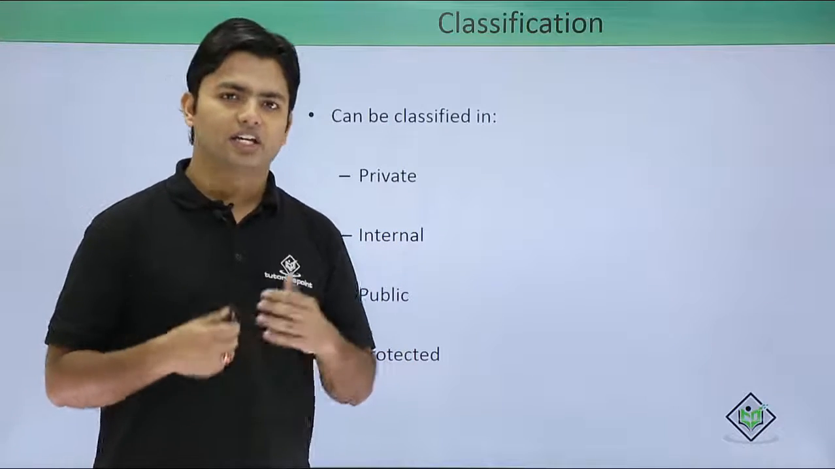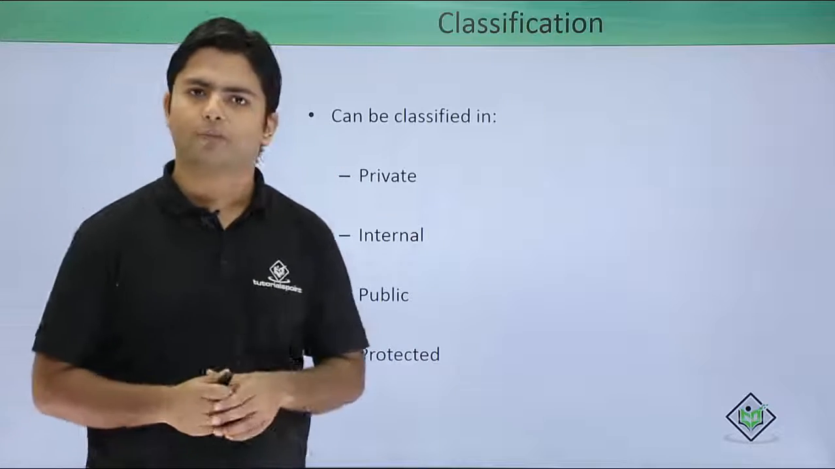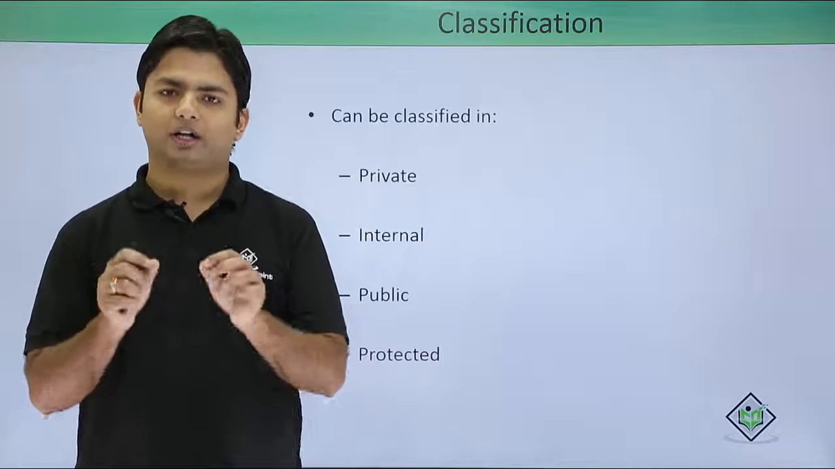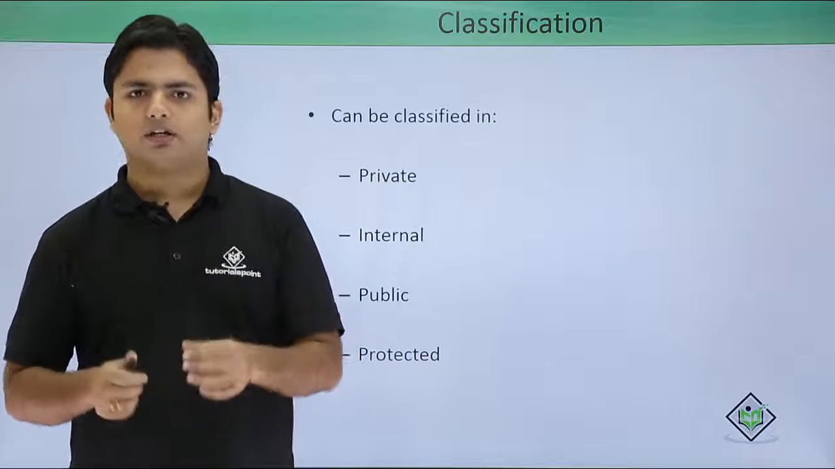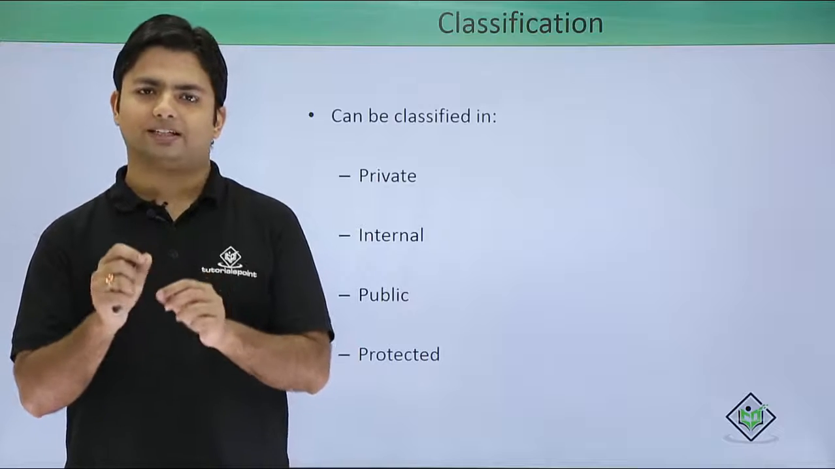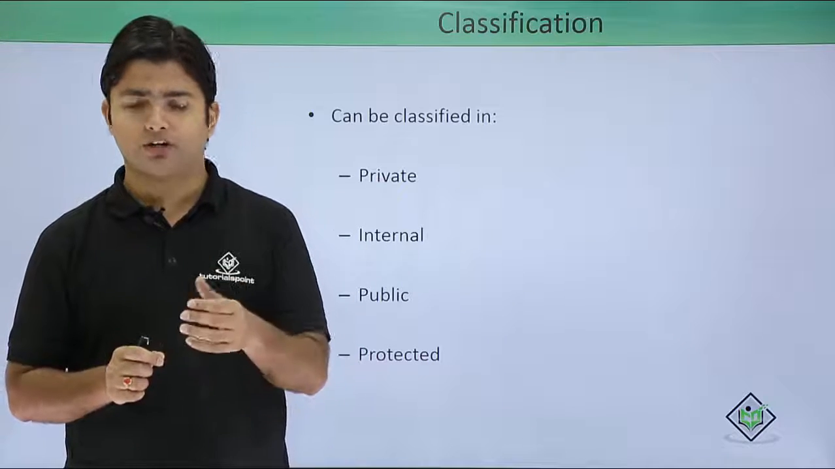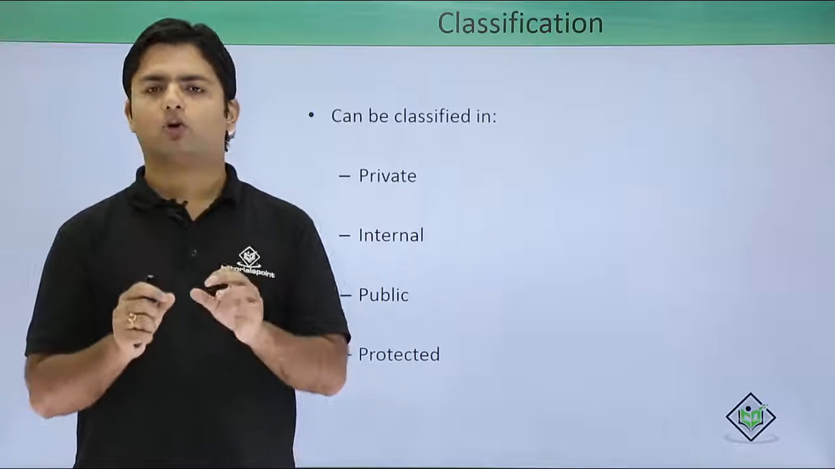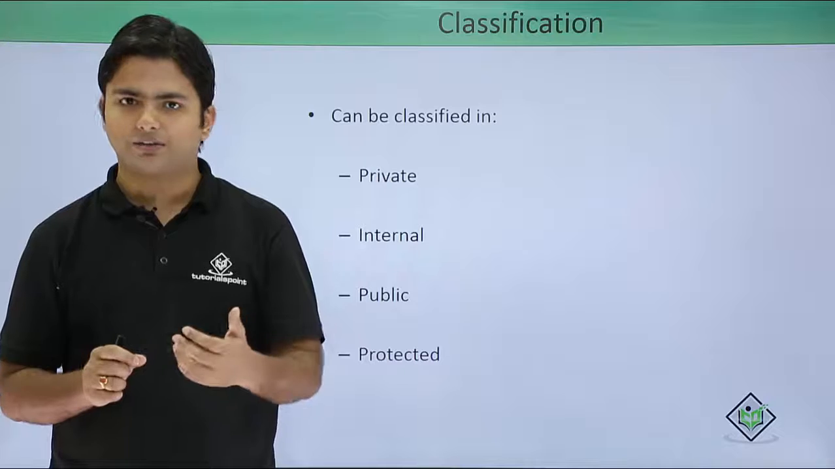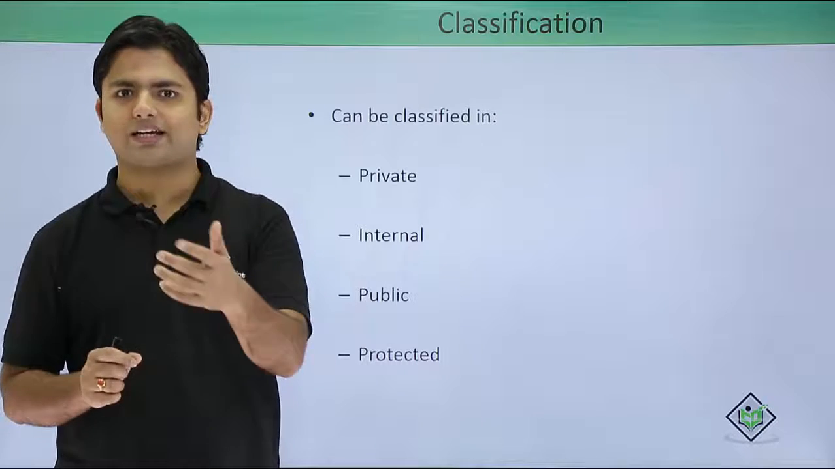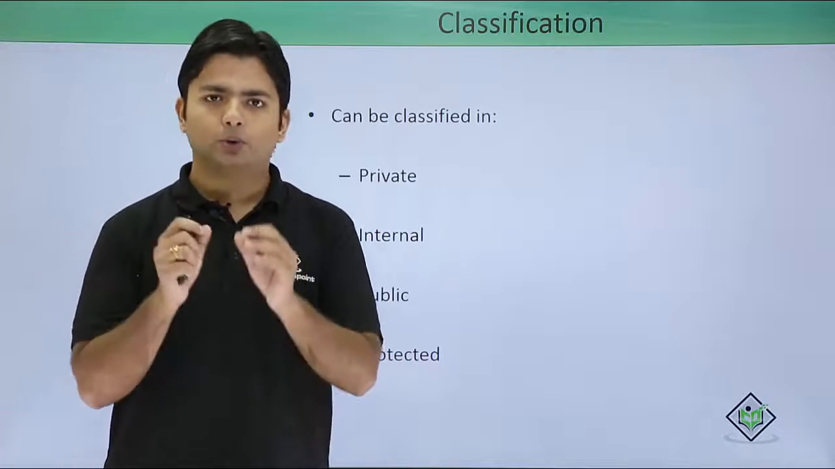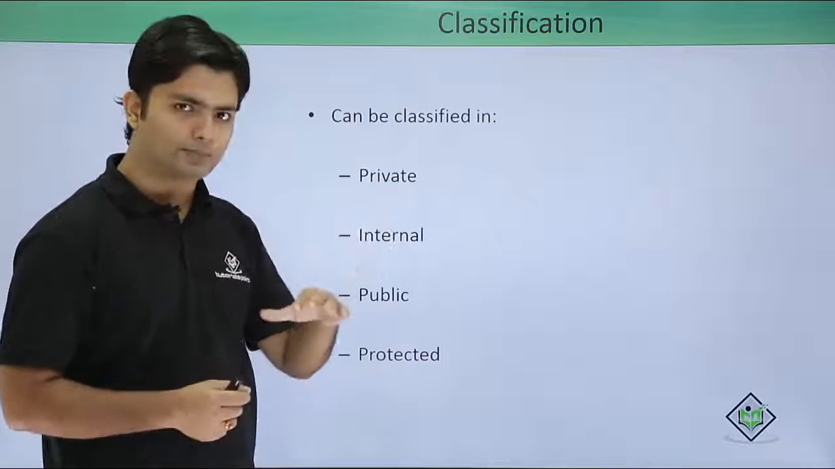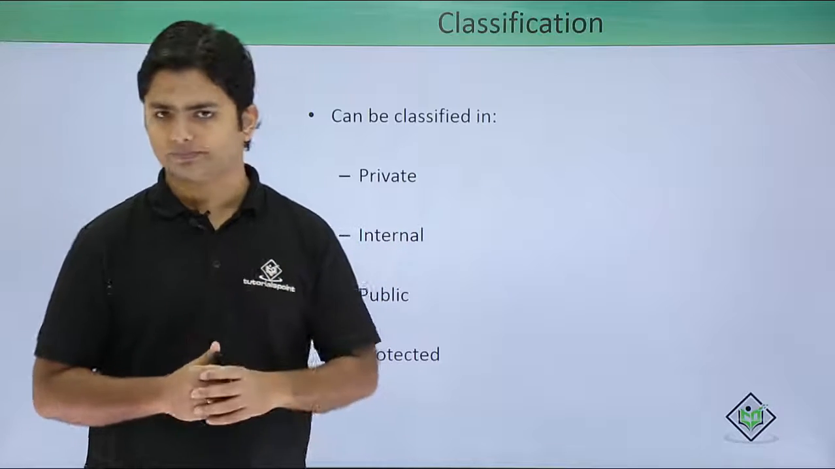Let's discuss each individually. First is private. Whenever you define a class member, by default it is private. That means you will not be able to access that member from outside the class. Why? Maybe you want to keep it safe in the same class. But if you want to access that from outside the class as well, you will have to change the accessibility through an access modifier. For example, you can make it internal.